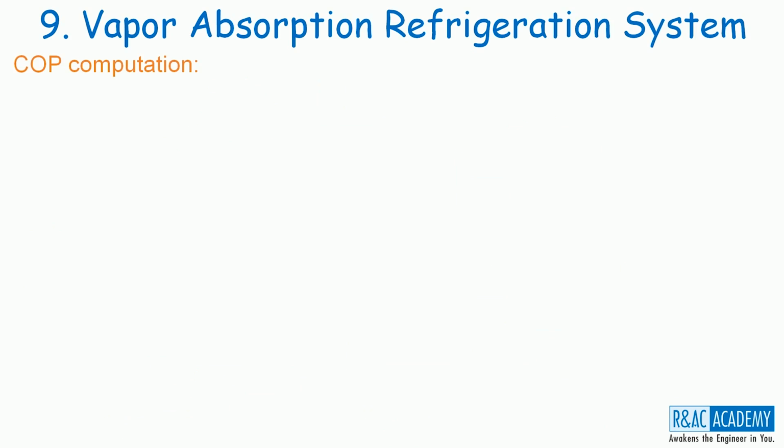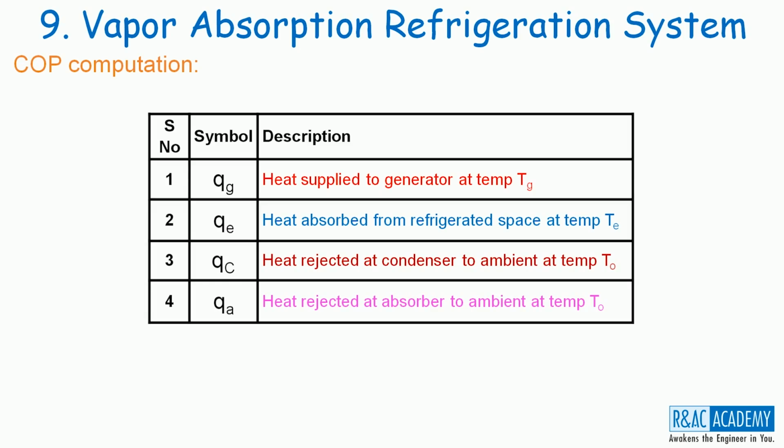Let us now look at the COP computation for Vapor Absorption Refrigeration System. But before that, let me summarize the heat interactions which we were discussing in the previous slide. QG is the heat supplied to the generator at temperature TG. QE is the heat absorbed from the refrigerated space at temperature TE. And QC is the heat rejected at condenser to the ambient air at temperature TO. And QA is the heat rejected at absorber to the ambient air at temperature TO.